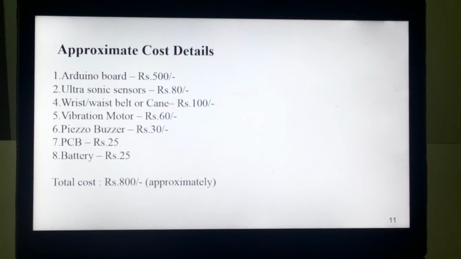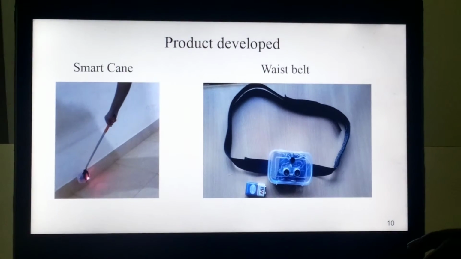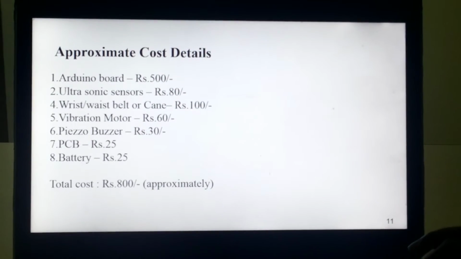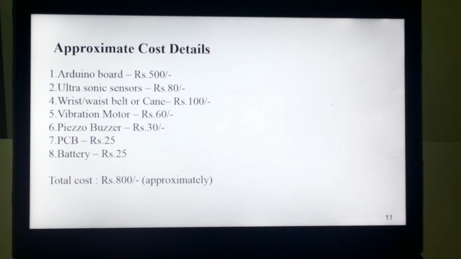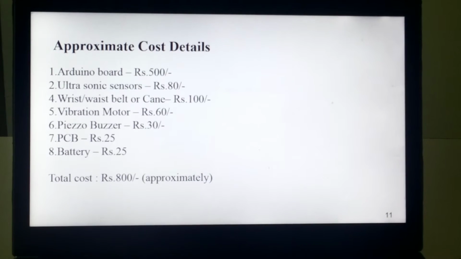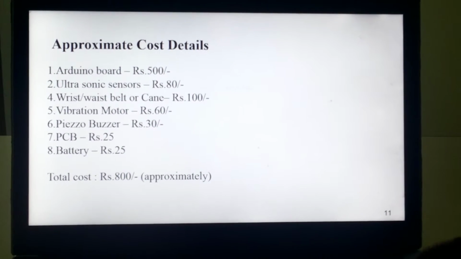Similarly, we have a waist belt which will do the same thing, but it will be tied to the waist, and along with it, it will detect whenever an obstacle is present. So when we mentioned that it is low cost and affordable, here is a proof.